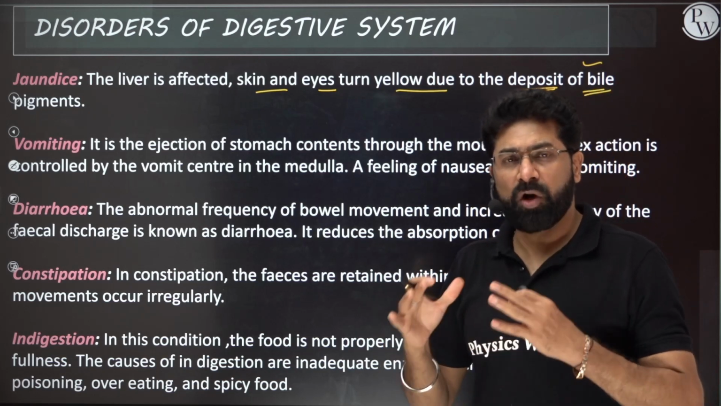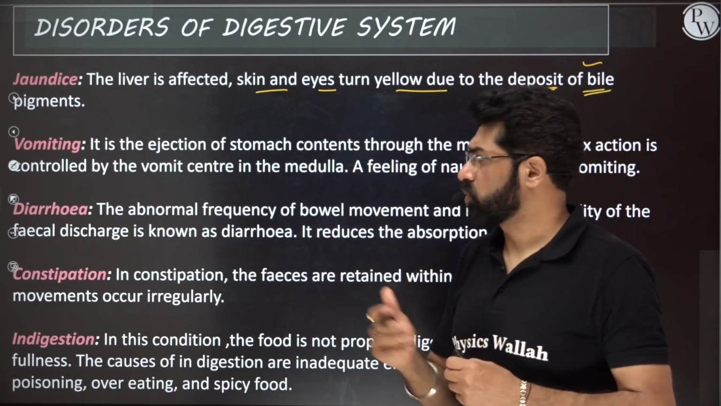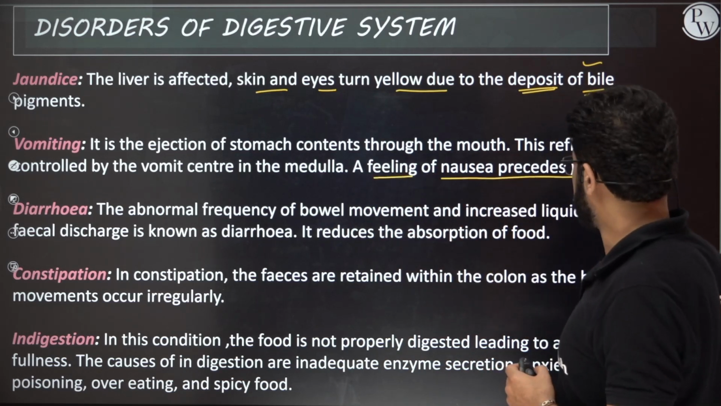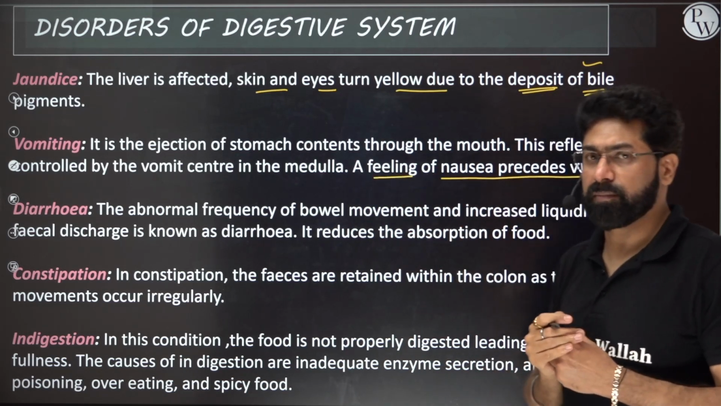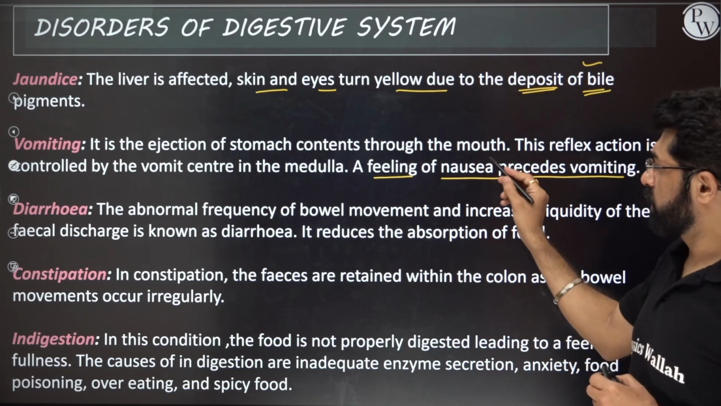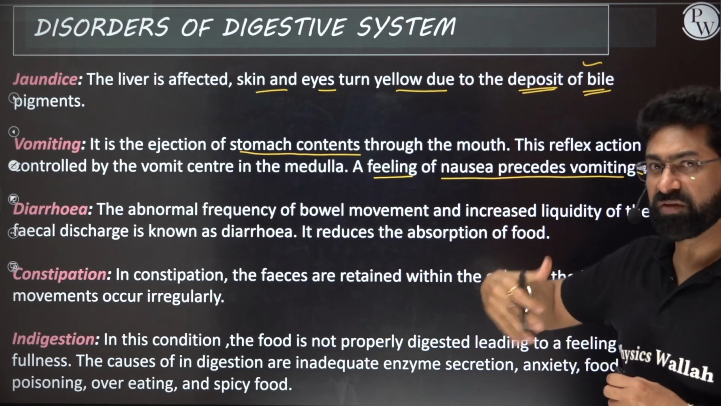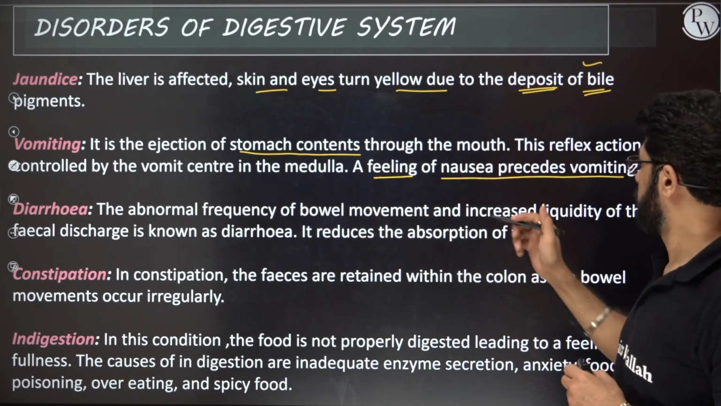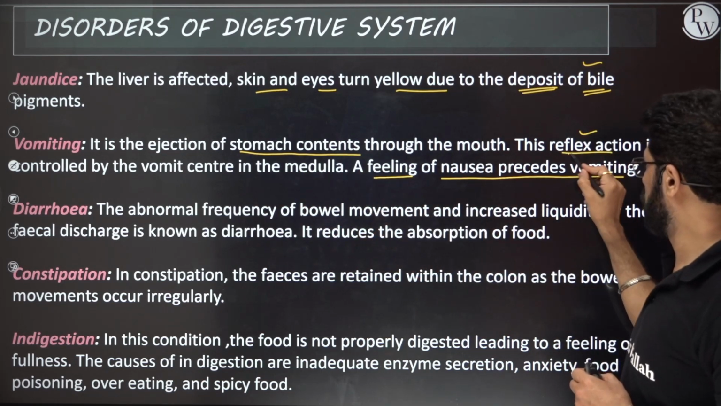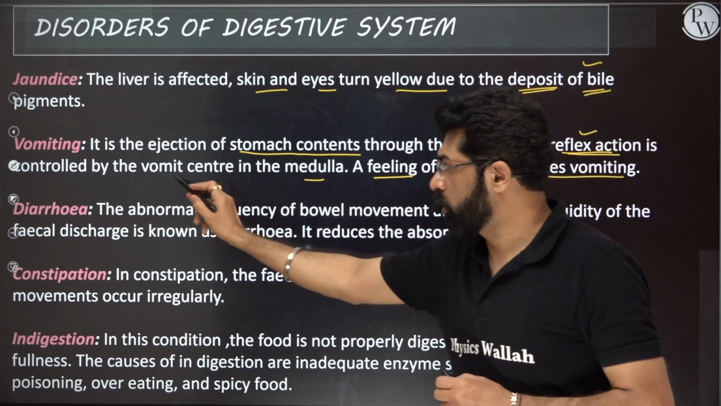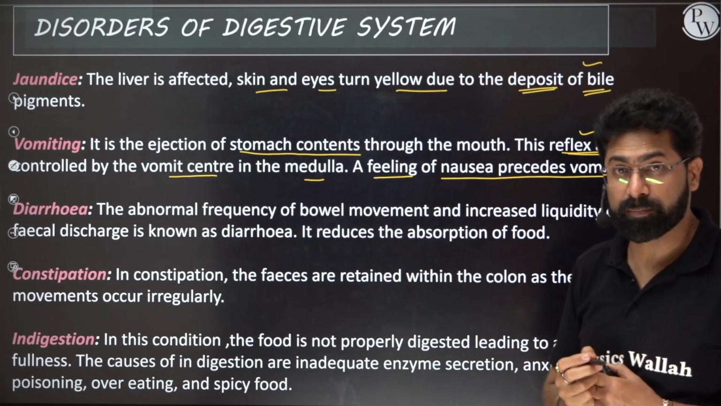Before vomiting comes, there's always a sense of nausea. So please remember, there's always a feeling of nausea which precedes the vomiting, and it is actually the ejection of the stomach content through the mouth because it's a reverse peristalsis. And this reflex action is controlled by the vomit center, which is present in the medulla oblongata of the brain.